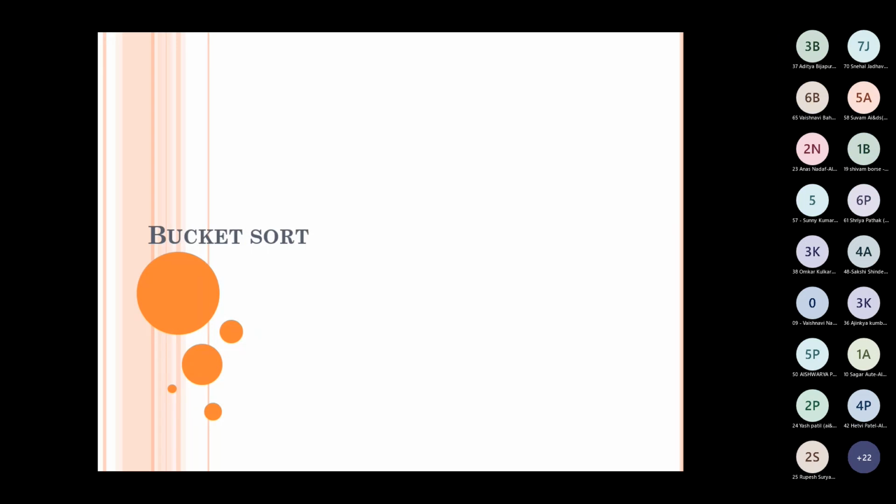Today we will see the bucket sort. We have already seen all the sorting methods which are based on comparison. Can you tell me the names of the sorting methods which are based on comparison? One is bubble sort, then insertion sort, selection sort, shell sort, and quick sort.